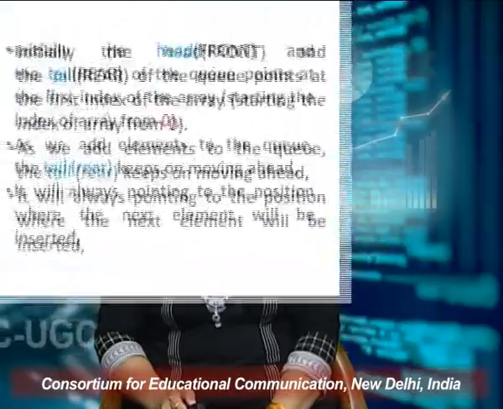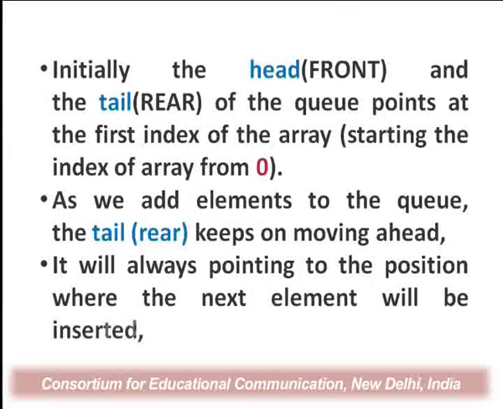But the easiest way of implementing the queue is using an array. So, we will be focusing on the array implementation of queue as we did for stack. Initially the head, which is the front pointer, and the tail, which is the rear pointer of the queue, both point at the first index of the array, or we can say both point to the starting index of the array, which is 0.